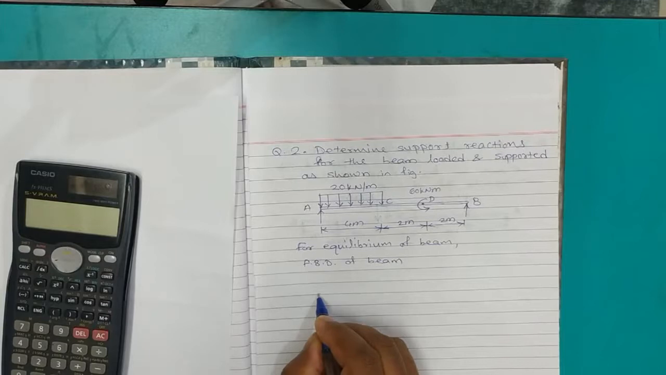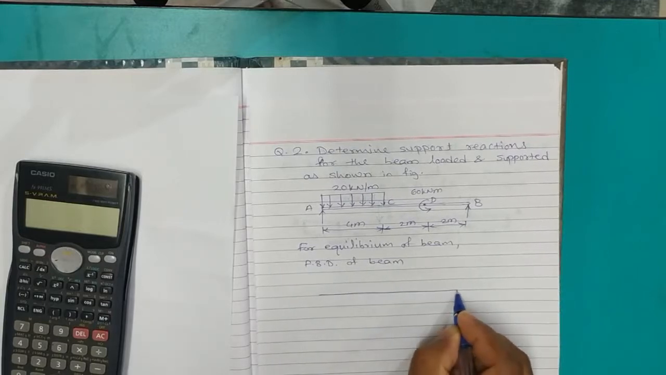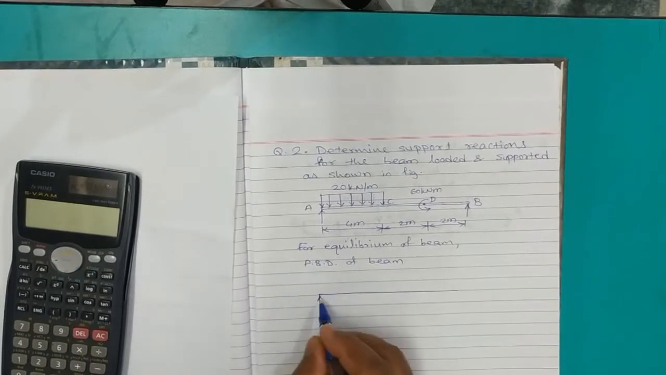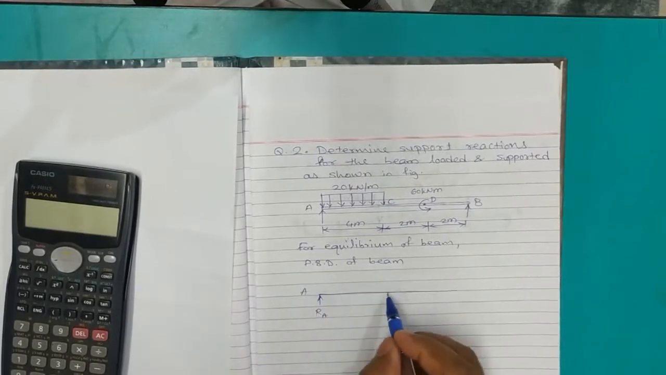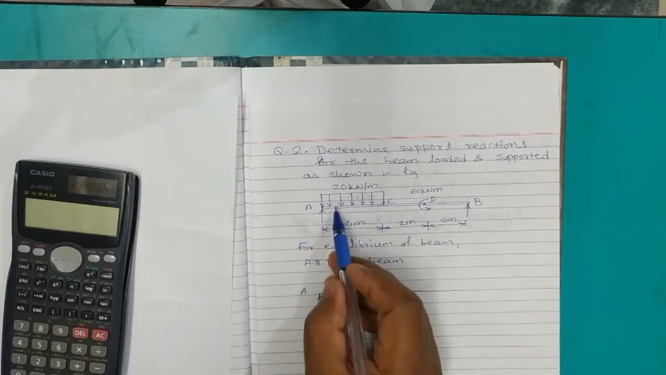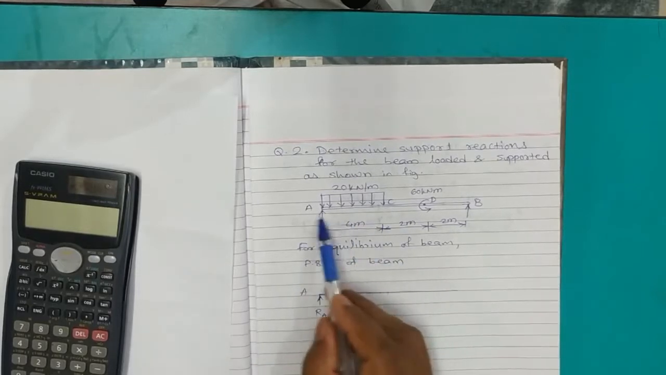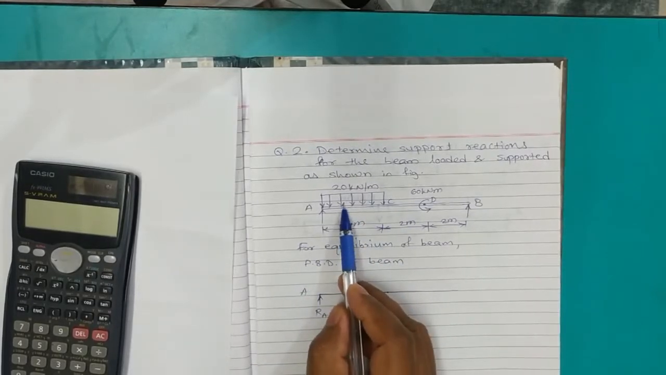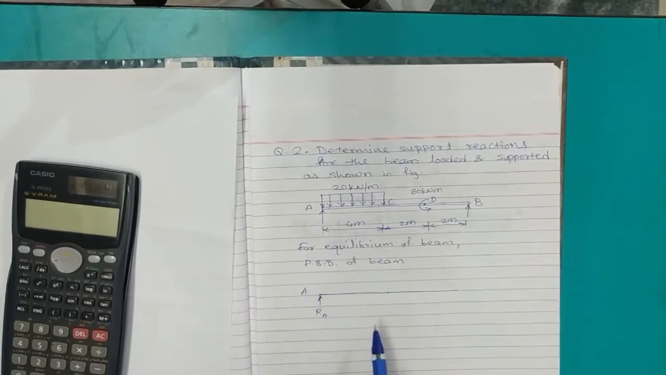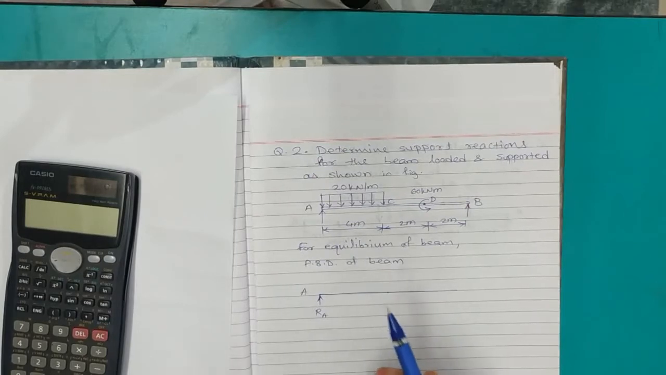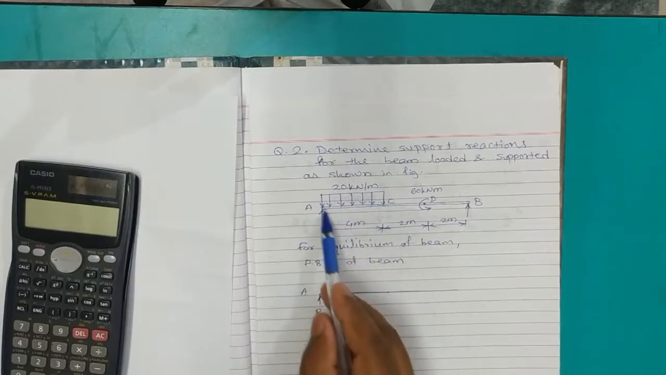Let's draw the length AB first. At end A we have the reaction, let's call that RA. Then further, over the 4 meter span, we have this uniformly distributed load having intensity 20 kilonewton per meter. We know that if we have a UDL or a rectangular load, it should be converted into its equivalent point load by finding out the area of this rectangle.